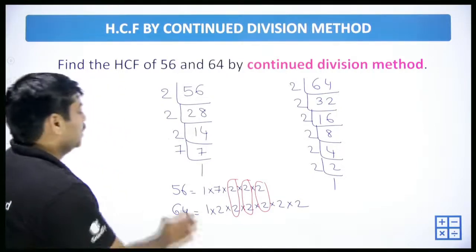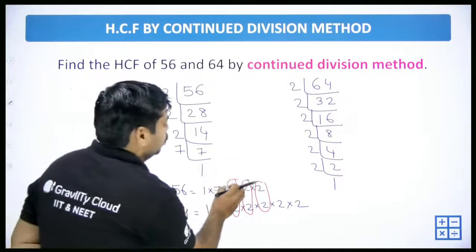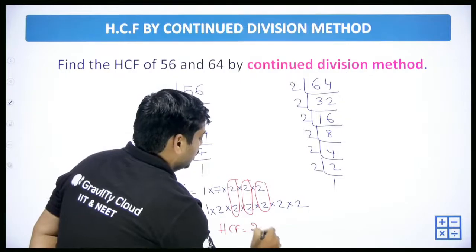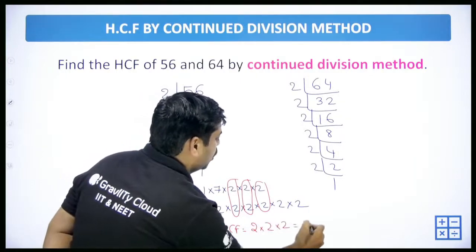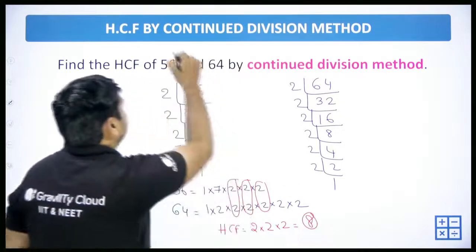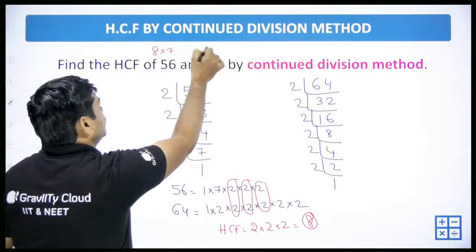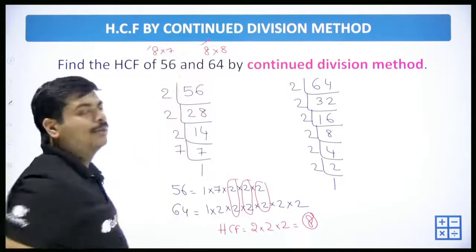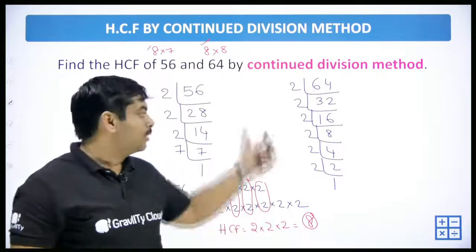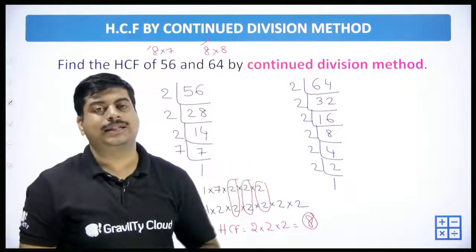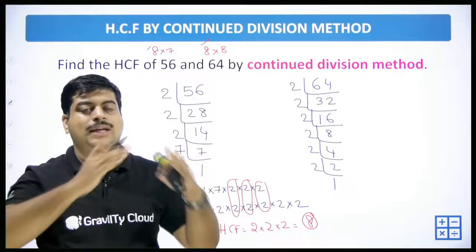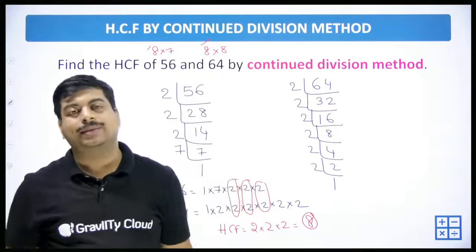So that is how the HCF comes. 2 into 2 into 2. So the highest common factor will be the multiplication of all these twos, which is 8. This is 8 into 7, and this is 8 into 8. So the highest common factor for both the numbers is 8. This is how you do it with the continued division method. The previous one, the factorization, is the tree method, the factor tree method.